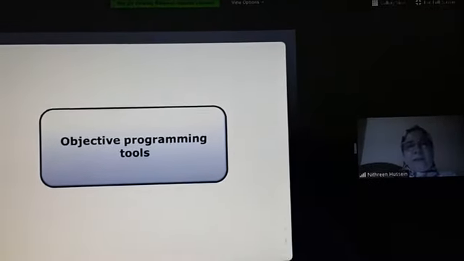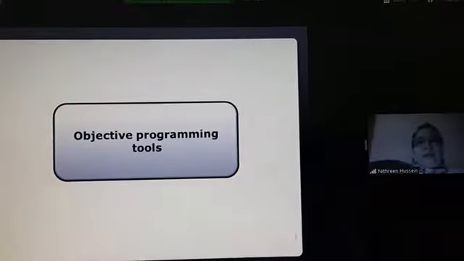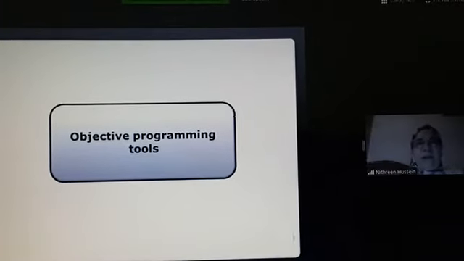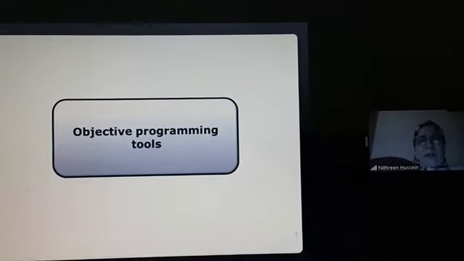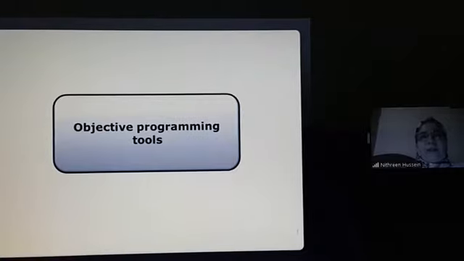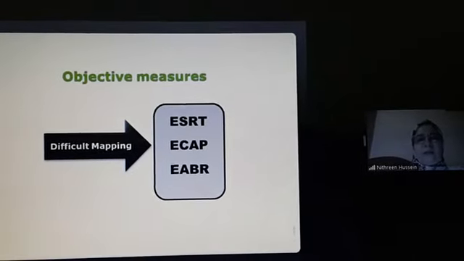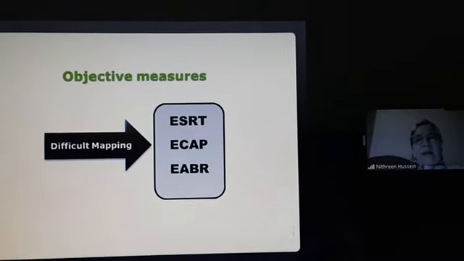So as I mentioned, we meet many difficulties during these behavioral measures, and maybe the child is uncooperative or very young, or even in adults sometimes we find difficulties, especially during the switch on and the first time programming. So we need to use some objective tools for assessment. So what are these objective tools? We can use electric stapedial reflex, the ECAP, or the electric ABR.